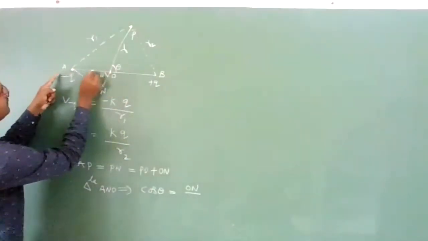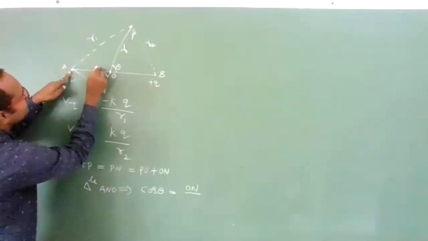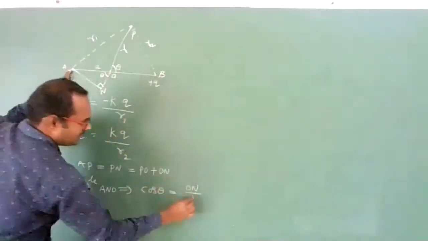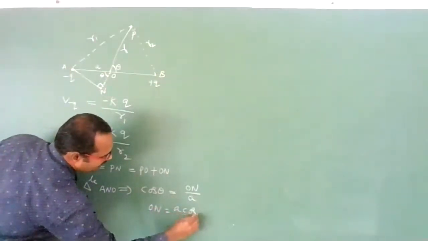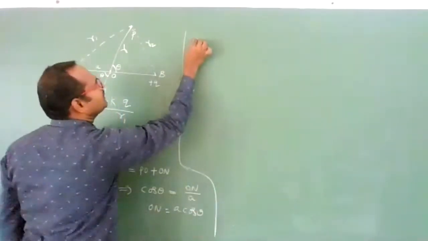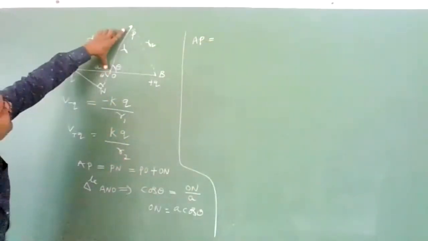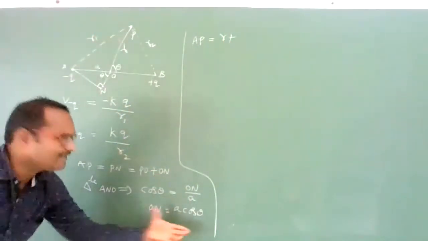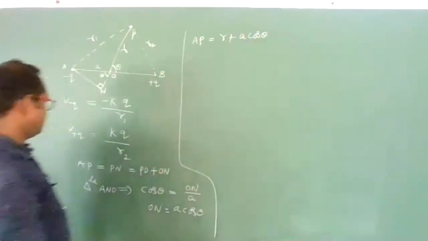Hypotenuse is this one, because this is the opposite side, a right angle triangle. So this value is A, as I told you. This total is 2A, which means this value will be A. That means ON you can say as A cos theta. That means AP value comes out to be PO plus ON. PO value is R plus ON value is A cos theta. Just remember this.